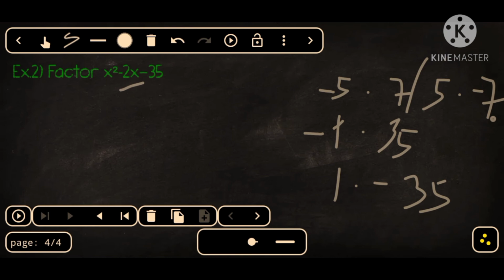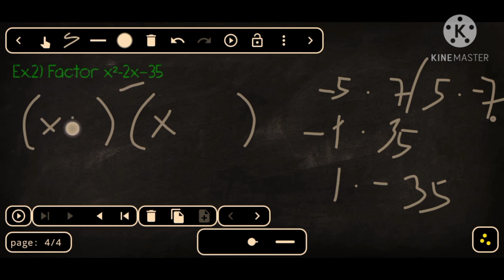So we have the factors 5 and negative 7. So again, x squared is a quadratic, so we're going to split up x squared. So we have x and x. So our factors again, we have 5 and negative 7, the two numbers which, if we multiply, the answer is negative 35, and the sum is negative 2. So x plus 5 and x minus 7.